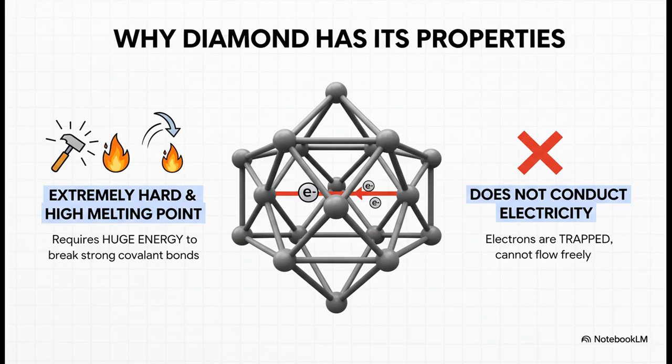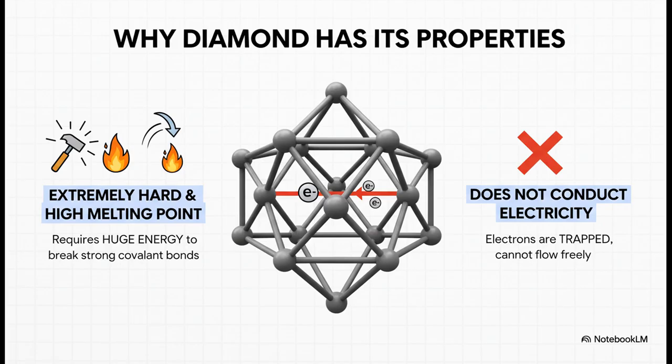So, why does it have these properties? Well, the hardness and that super high melting point, we're talking over 3,500 degrees Celsius, that's because you have to break millions of these really strong covalent bonds just to make a dent in the structure. That takes a massive amount of energy. And as for electricity, it's a total insulator because every single one of carbon's outer electrons is locked into a bond. There are just no free-moving electrons or ions to carry a current.